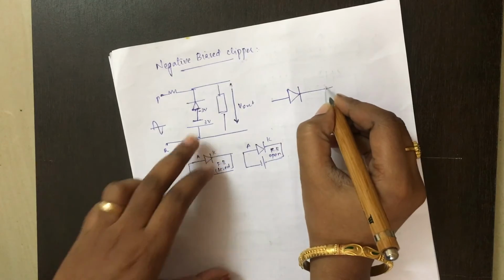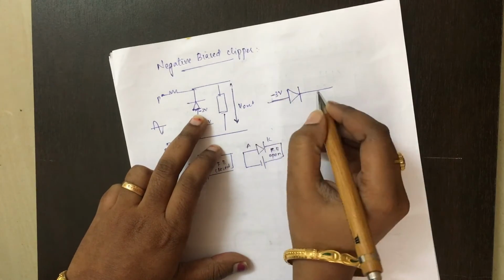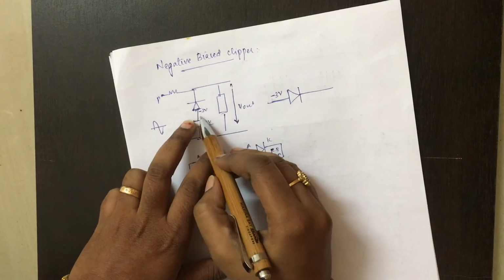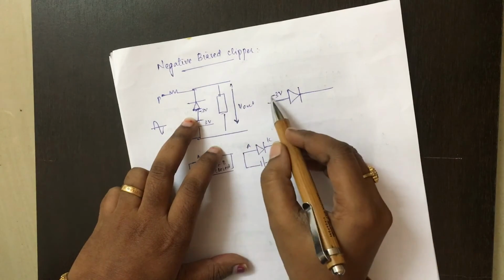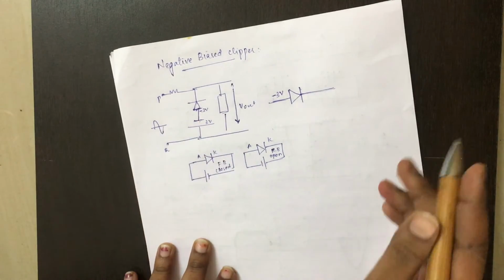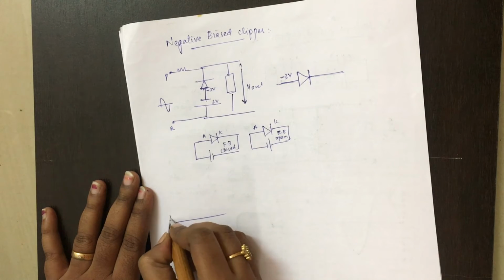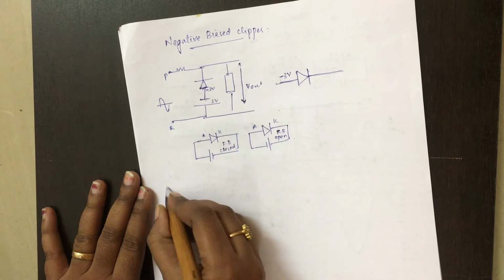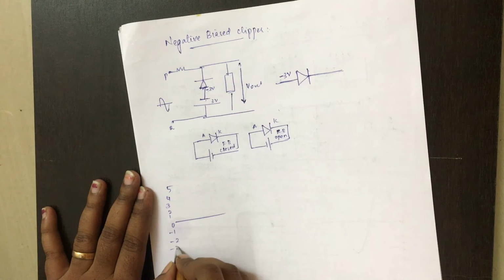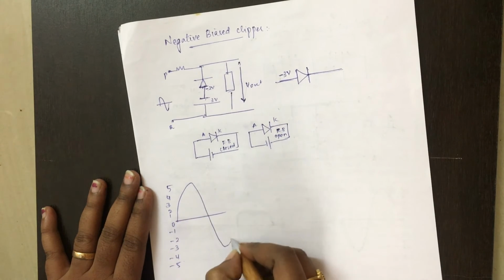In this, the anode is minus 3 volt. For all the input values of the signal, the anode value is constant, that is minus 3 volt. These cathode values alone will get changed. So similar like before, 0, 1, 2, 3, 4 and 5, minus 1, minus 2, minus 3, minus 4. So this is the input signal.